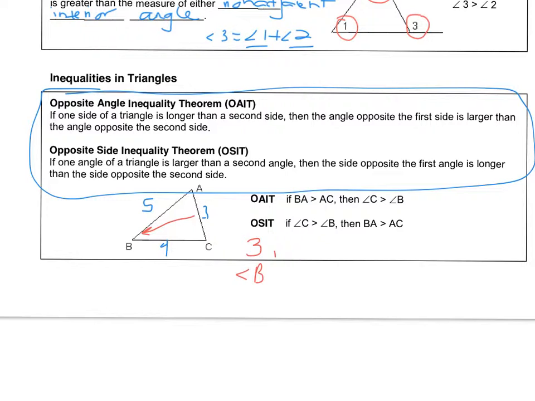Our middle or medium length side is side 4. So if we're putting our angles in order, angle A is going to be that middle angle. Finally, we know that 5 is our longest side, which means that angle C is our largest angle because it's opposite of that side.